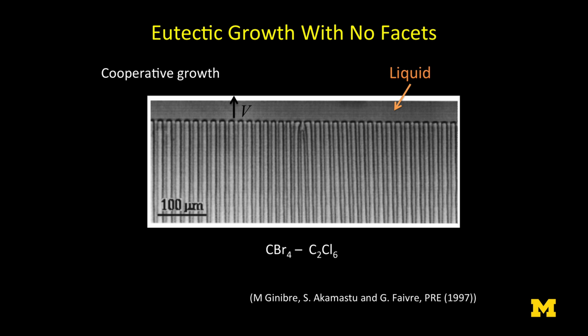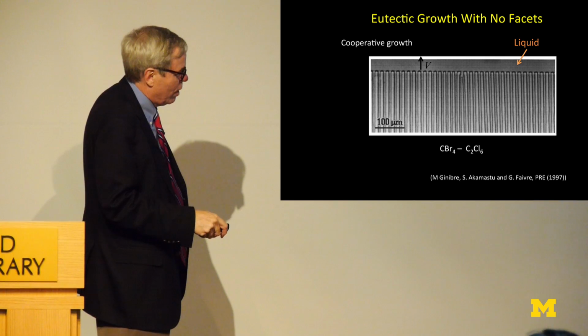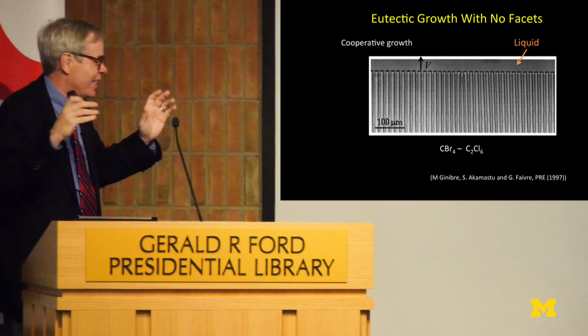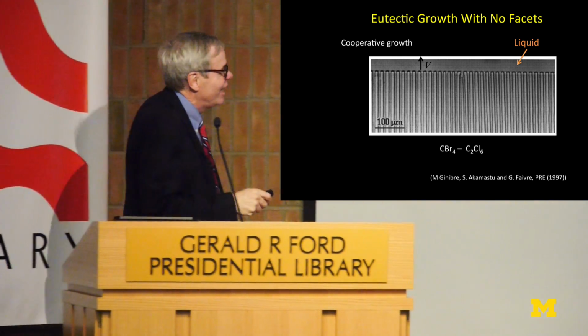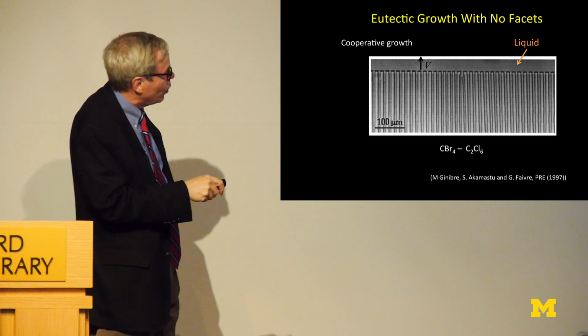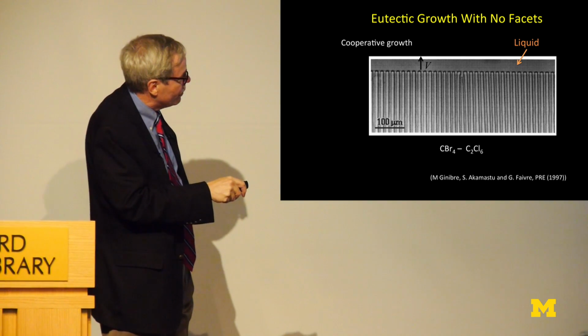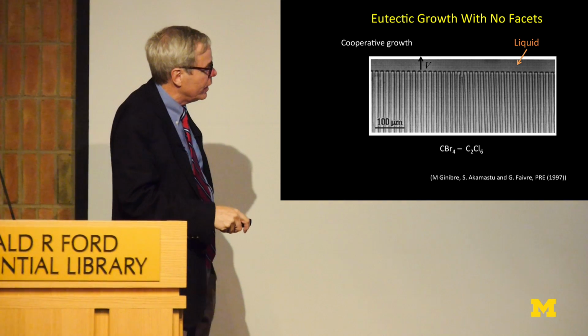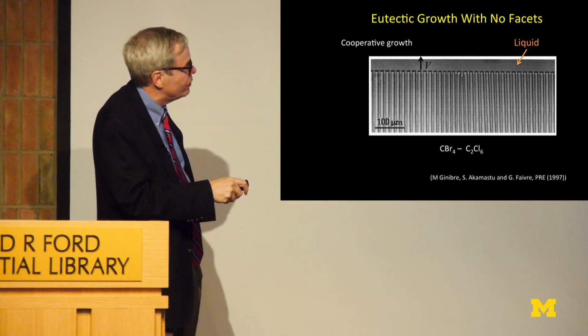And so again, we go back to transparent materials that make it easier to see. And so this is a liquid, this is a solid, and it turns out to be carbon tetrabromide and some other chemical compound that I can't pronounce. I'm sorry, I'm not a chemist. And so you're growing this from the liquid, and so this is one phase here, and this is the other phase here. And the reason why this grows cooperatively is that the solubility of these two components in each one of these two phases is different.